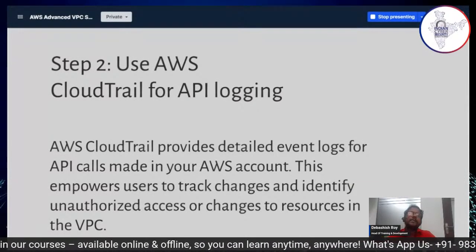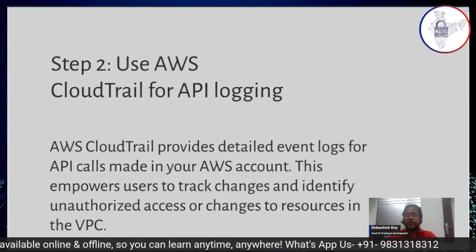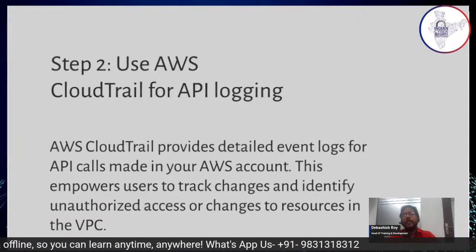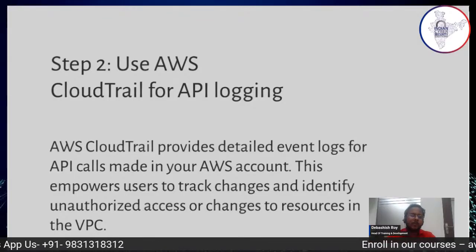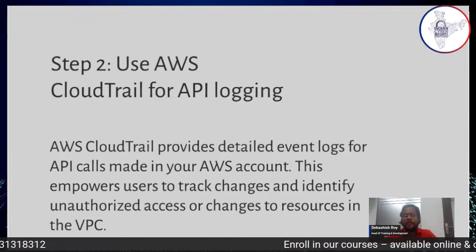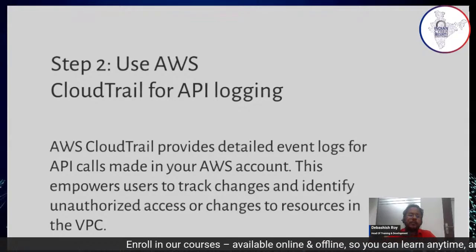Then step 2 is use AWS CloudTrail for API logging. So also in the VPC, you can go for CloudTrail, which provides detailed event logs for API calls made in your AWS account, and it empowers users to track changes and identify unauthorized access or changes to resources in the VPC.